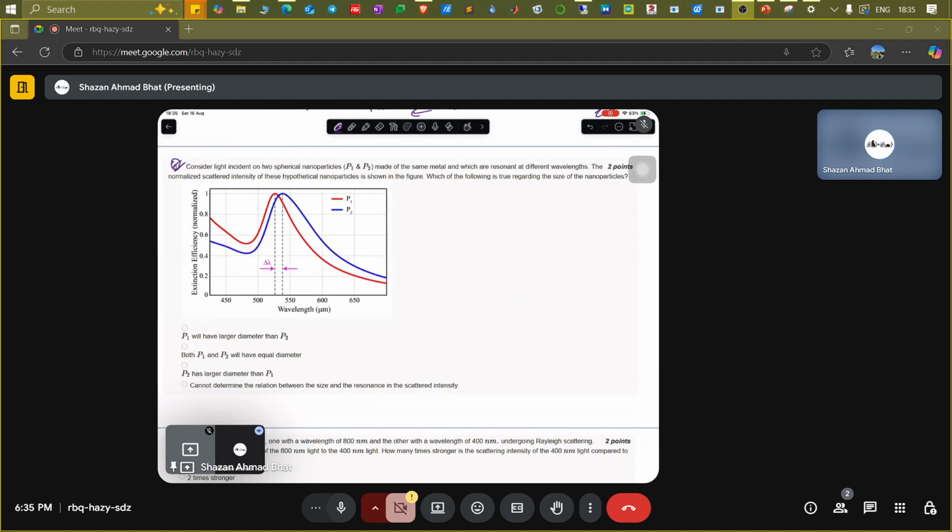Now, question number 8, we have again discussed it. These are two spherical nanoparticles made up of metal. Both are made up of metal and are resonant at different wavelengths. So one is resonant at this wavelength. Let's say this is P1 and this is P2.